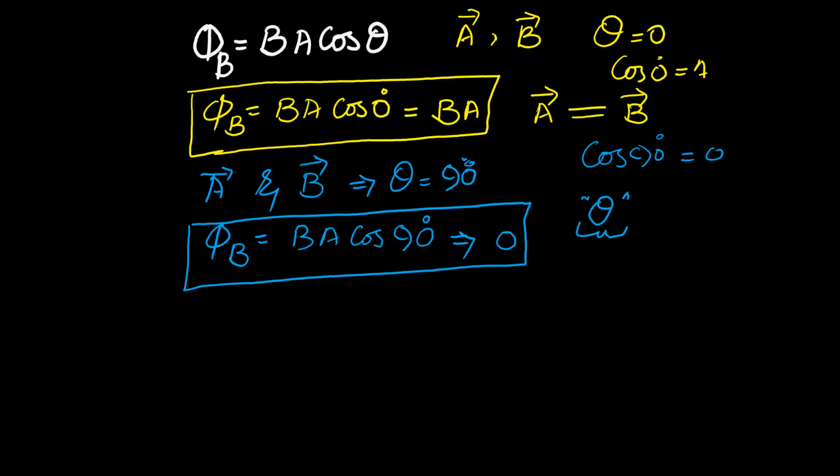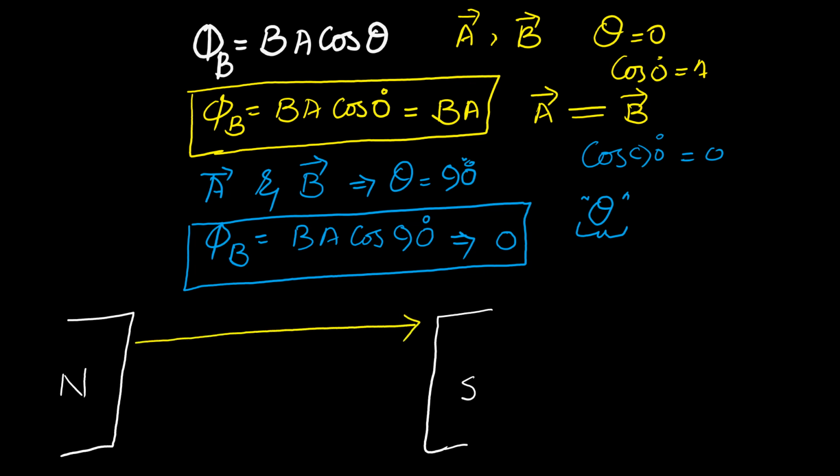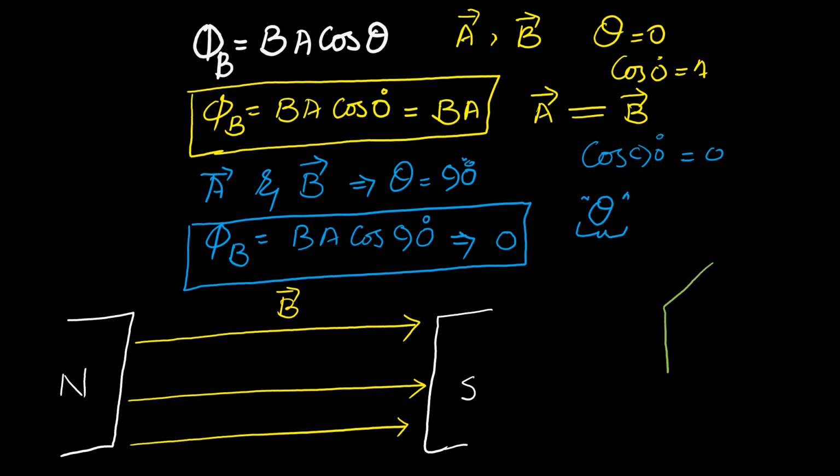So now student, let us make a schematic diagram. Suppose we have magnetic poles. One is the north pole and the other is the south pole. And as you know, magnetic field lines come out from the north pole and go toward the south pole. And again we are considering the surface area S, which we have previously drawn like this.